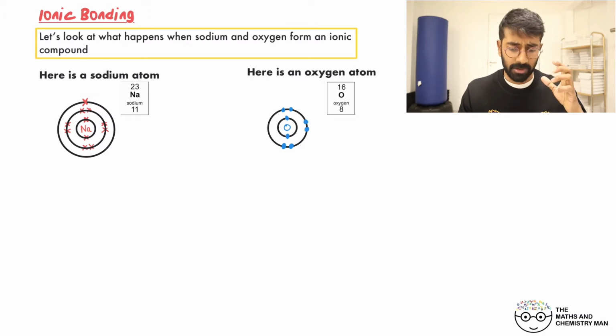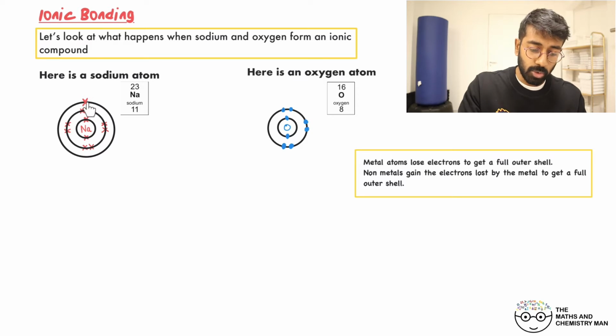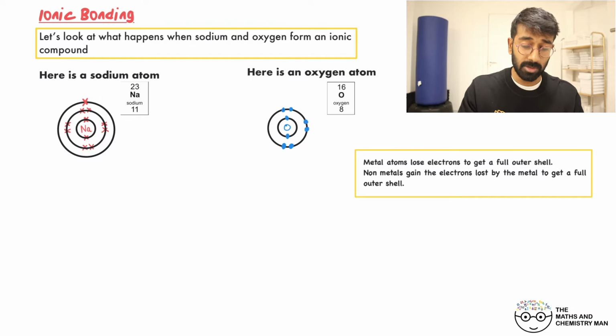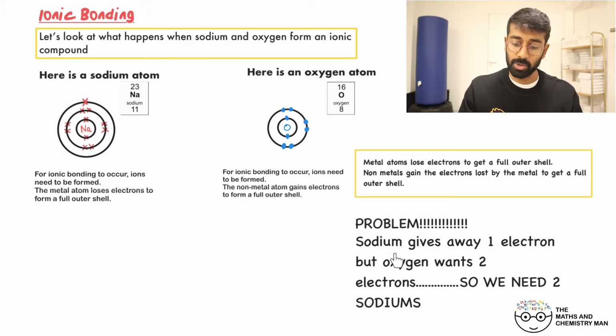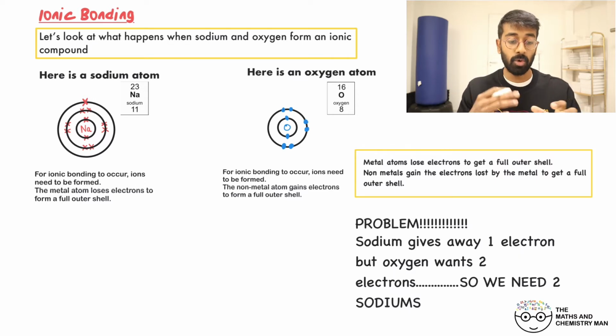But you can see there's a bit of a problem. And the problem is this. If this wants to lose an electron, it loses 1. But oxygen wants 2 electrons to complete its outer shell. Okay, so that's the issue here. Sodium can give away 1 electron, but oxygen wants 2. So what do we need?